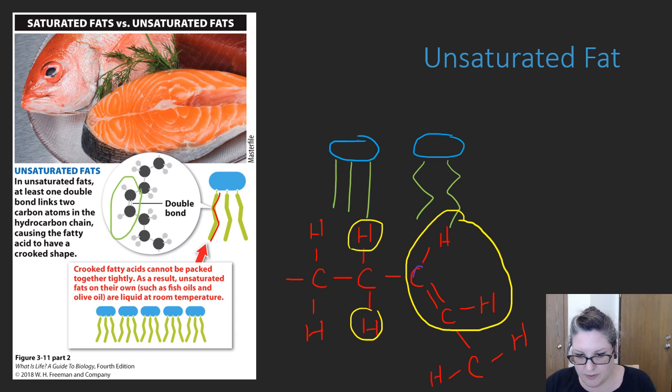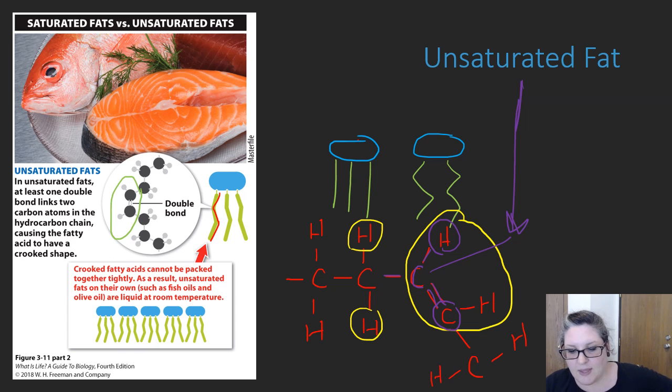So this carbon here has 1, 2, 3, 4. And because it has 2 to this carbon here, it can only have 1 hydrogen. This is unsaturated. This particular carbon is unsaturated. And so is this one there. They cannot hold 2 hydrogens because of the double bond, and that's why we call them unsaturated.